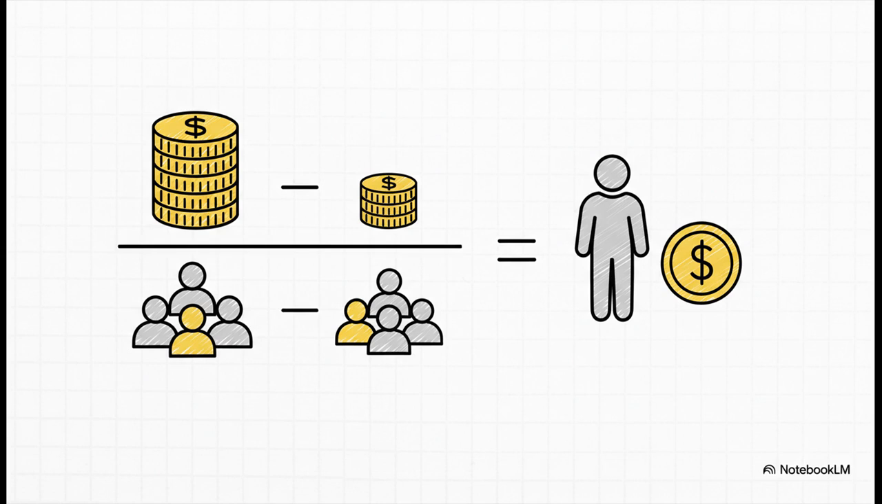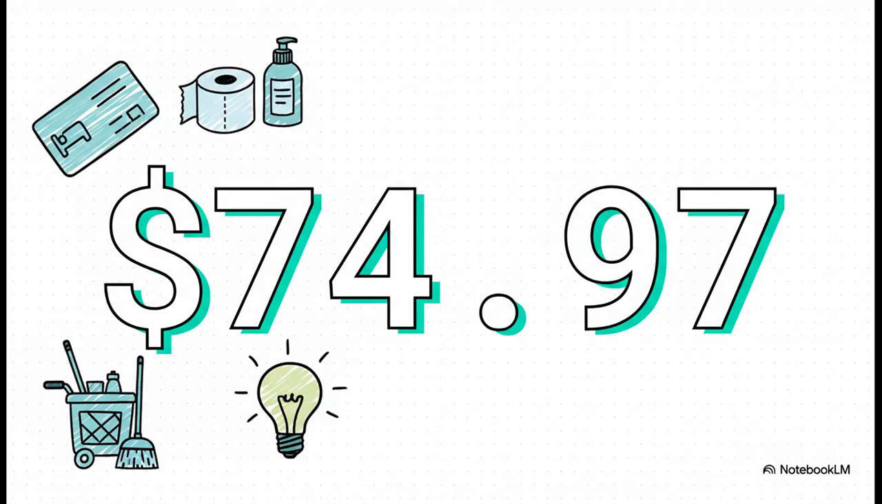Let's figure out the variable cost per guest. The formula is actually pretty straightforward. It's just the change in your costs divided by the change in your activity. So, we'll take the cost from our high point, subtract the cost from our low point, and divide all of that by the number of guests at the high point minus the guests at the low point. We run the numbers, and what do we get? $74.97. So what does that actually mean?